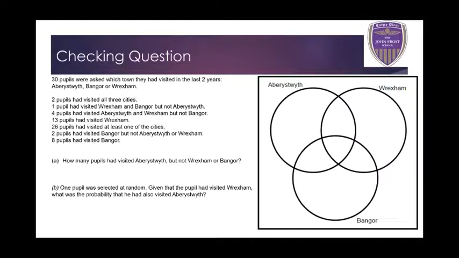And the 2 questions are, how many pupils had visited Aberystwyth, but not Wrexham or Bangor? And part B, 1 pupil was selected at random. Given that the pupil had visited Wrexham, what was the probability that he had also visited Aberystwyth? So, first thing you're going to want to do is complete the Venn diagram, and then you can have a go at answering the 2 questions, okay? So pause the video and have a go. Best of luck.